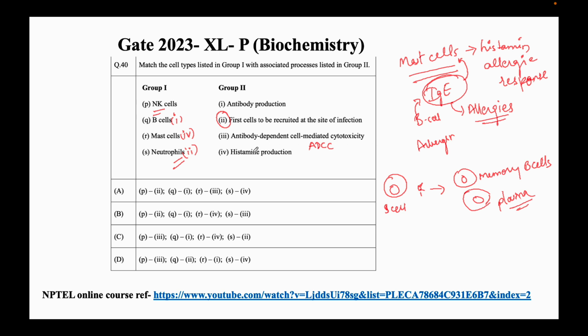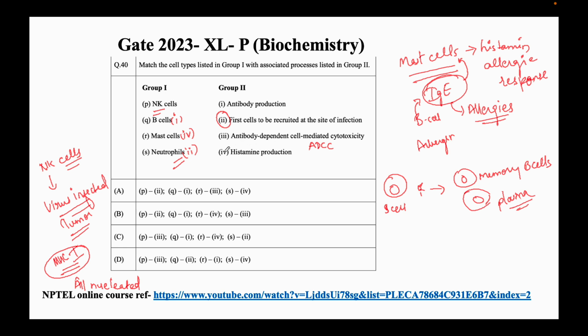ADCC, antibody dependent cell mediated cytotoxicity, right? We discussed the NK cells, which are responsible for killing virus infected cells and tumor cells. Whenever they do not find class 1 MHC molecule, this is very important. Class 1 MHC molecules are always expressed on all nucleated cells. This is very important. All nucleated cells will have class 1 MHC molecule. If NK cells don't find any class 1 MHC molecules, they'll just kill off those cells.